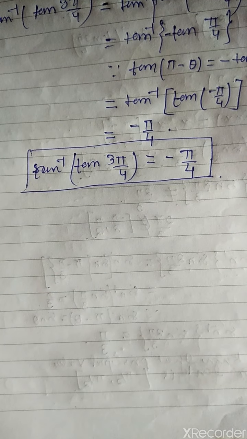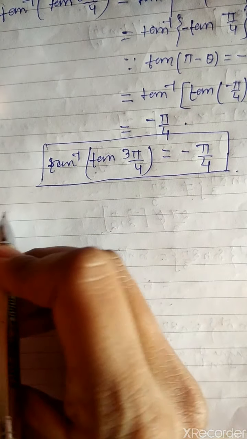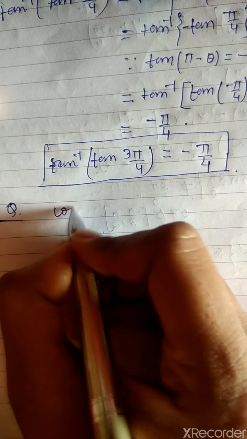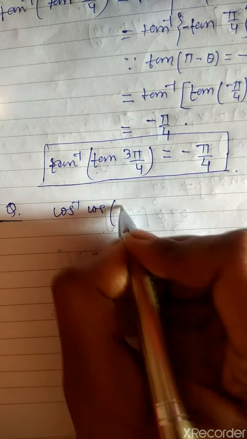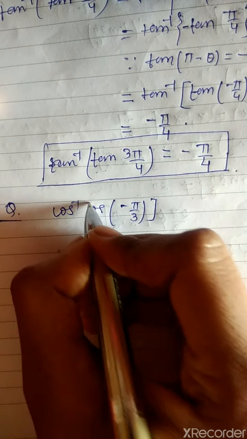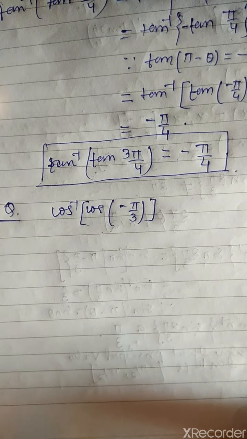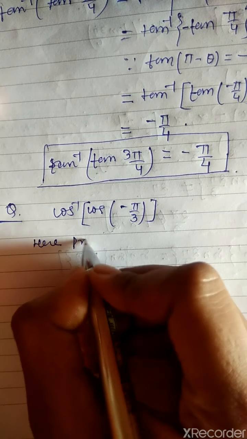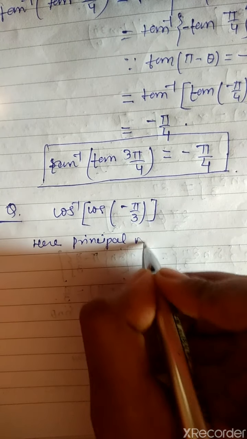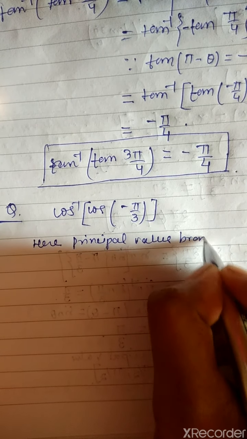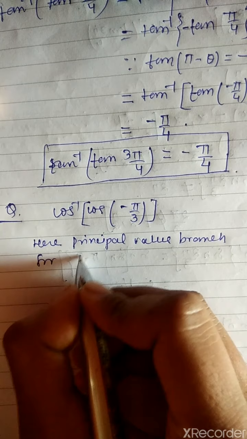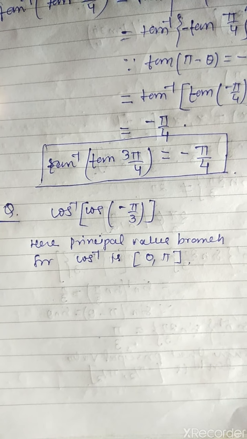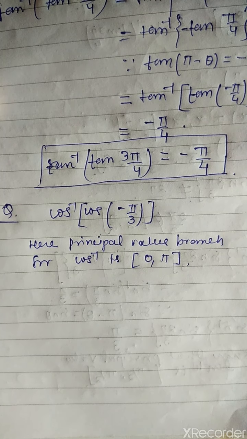Let us see some more problems in terms of cos theta. The next question is: find the principal value of cos inverse cos of minus pi by 3. What is the principal value or the range? The principal value branch for cos inverse is 0 to pi.